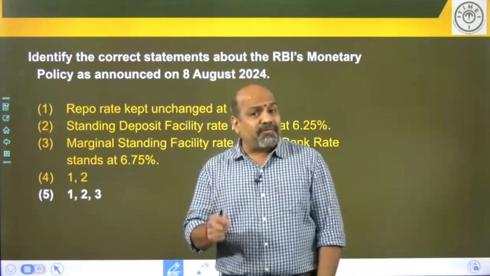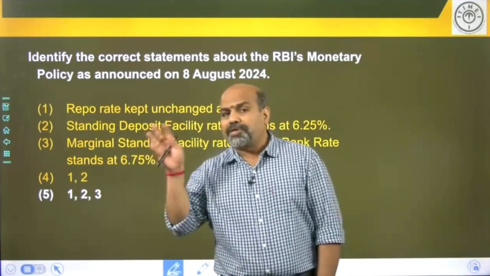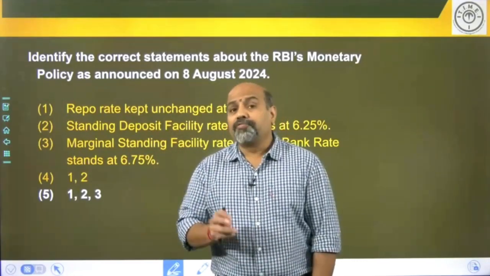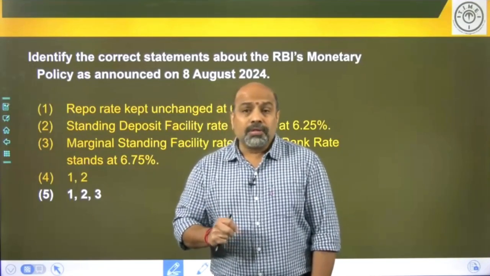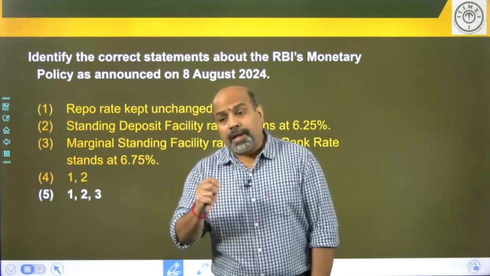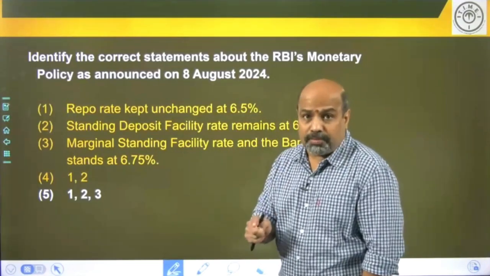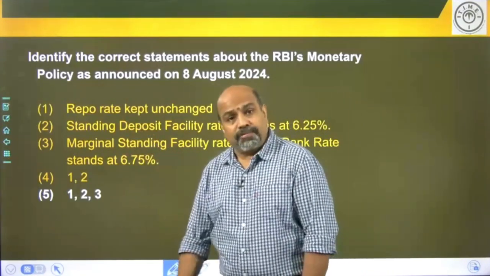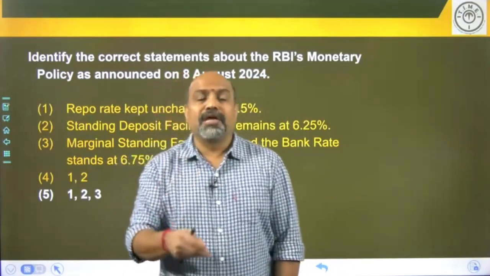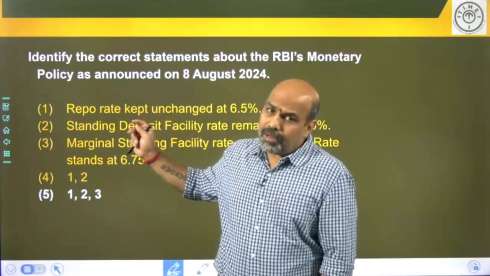Repo rate is the rate of interest charged by the Reserve Bank of India on short-term loans to commercial banks. Let me repeat: commercial banks borrow money from the RBI, and in turn the RBI charges interest. That rate of interest the RBI charges on short-term loans to commercial banks is called the repo rate. Fair? Simply put, when banks borrow, they have to pay interest to the RBI. That today is 6.5%.